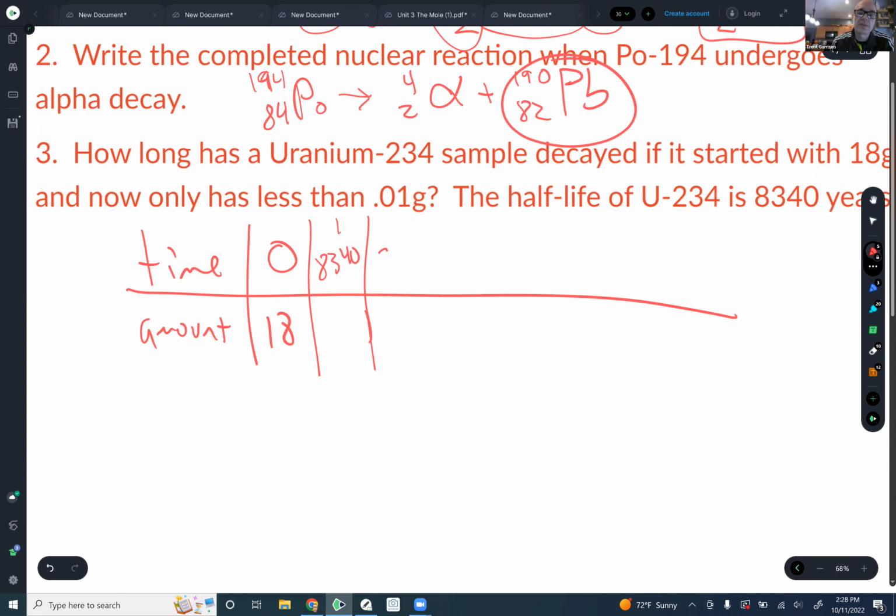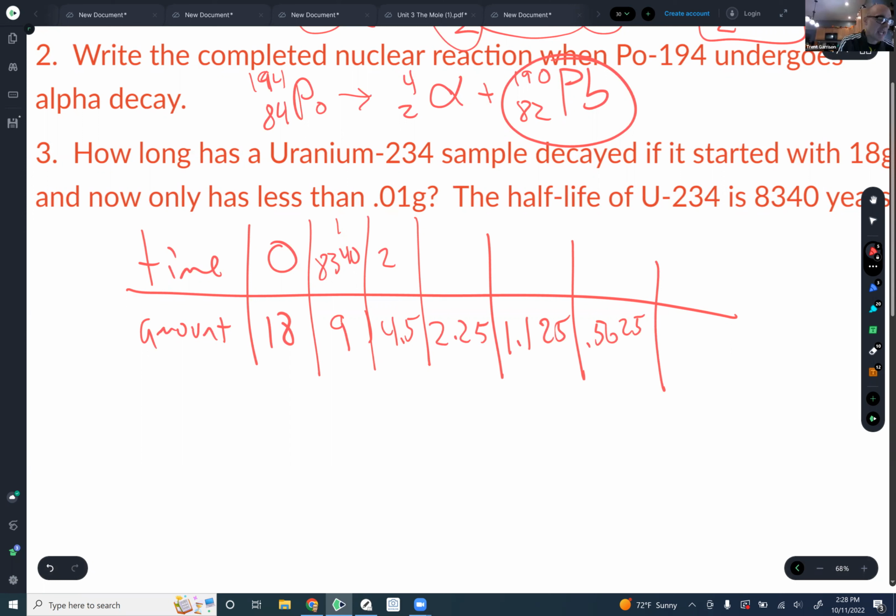So that's 1 half-life. 2 half-lives. We keep splitting the amount in half. So 18 becomes 9, becomes 4.5, which then if I cut that in half would be 2.25. And you're saying, well, how do you know to keep cutting it in half? Because it tells us that it wants it to get to 0.01. Well, that's a long time away. So let's see if we can get there.